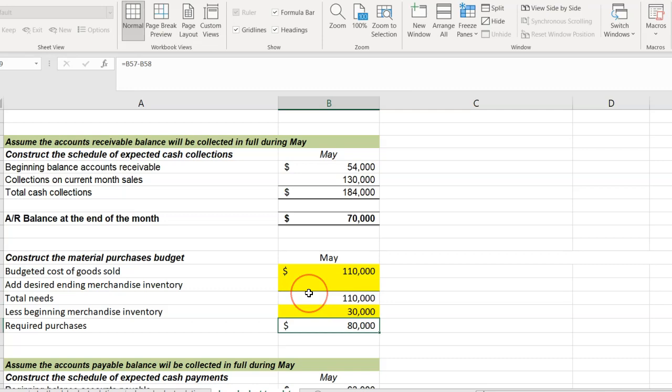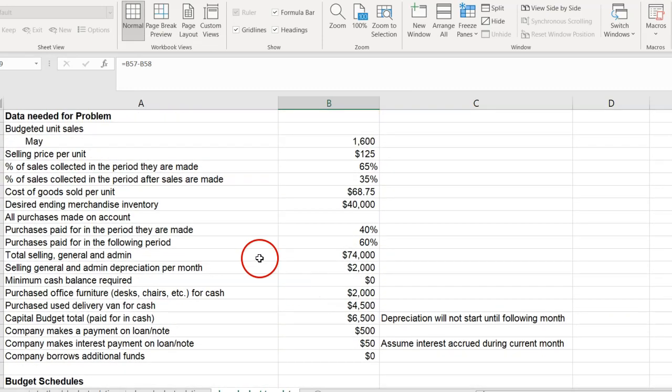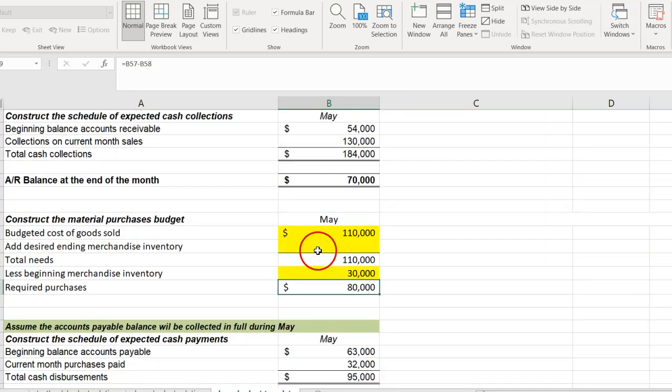And then I need my ending merchandise inventory. So if I scroll up, I can see that I'm given that here. Since we're just doing 1 month, they went ahead and gave us what our ending merchandise inventory needs to be. So that's going to be $40,000. So this is my amount that I'm going to need to purchase for inventory.